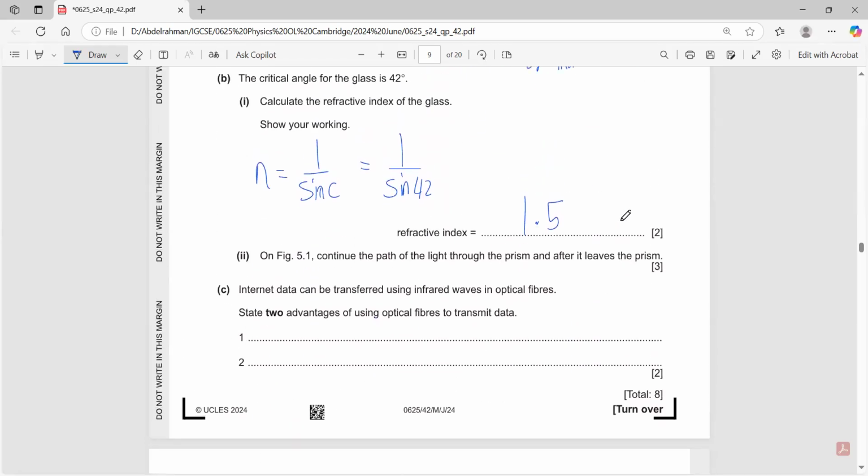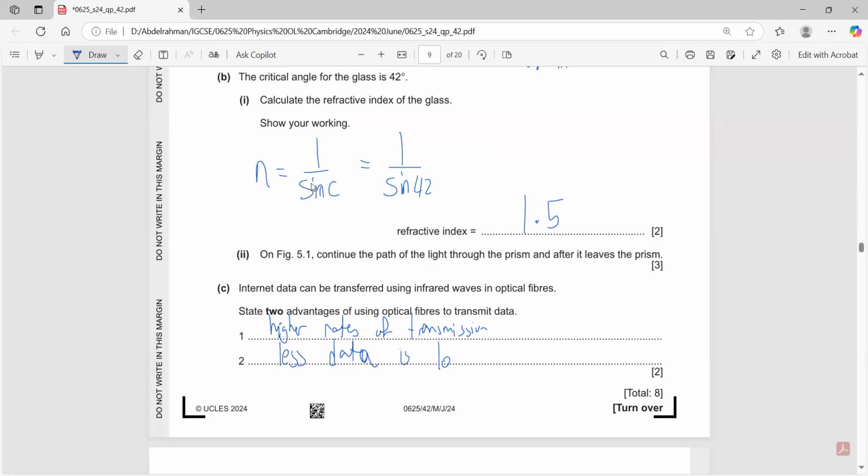Internal data can be transferred using infrared waves in optical fibers. State 2 advantages of using optical fibers. We have higher rates of transmission. You can also say that less data is lost.